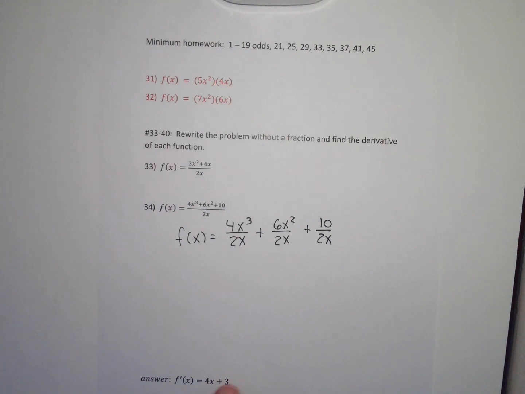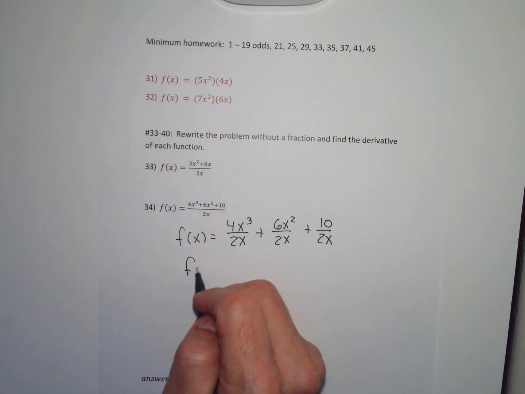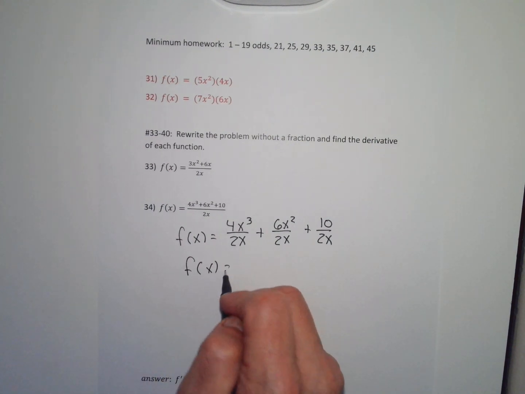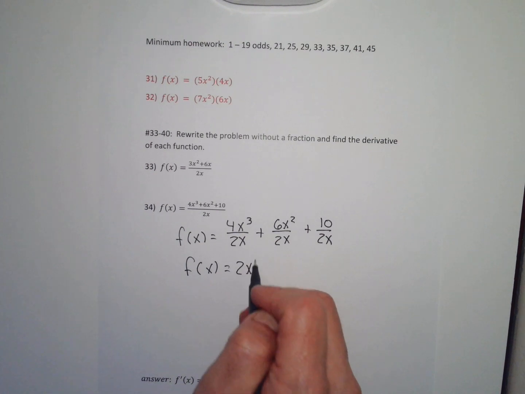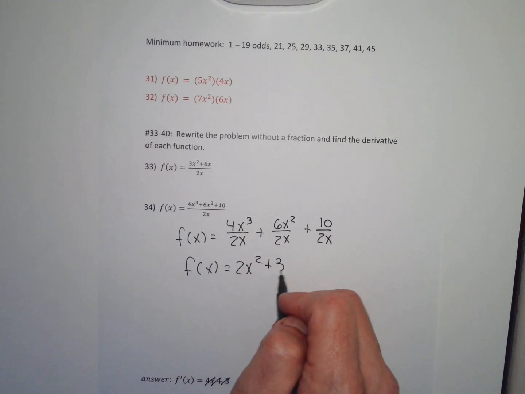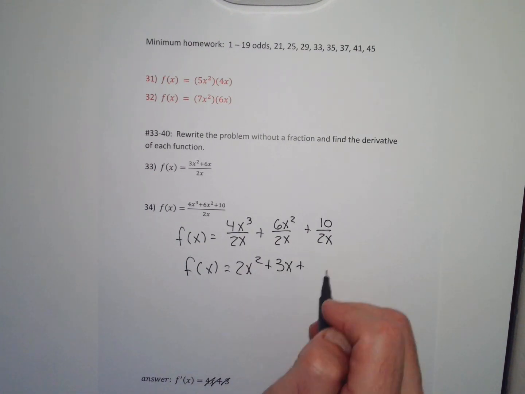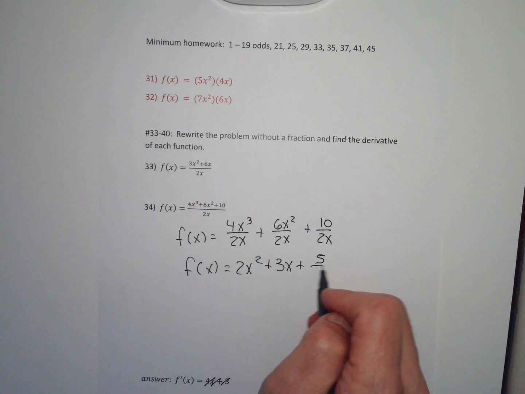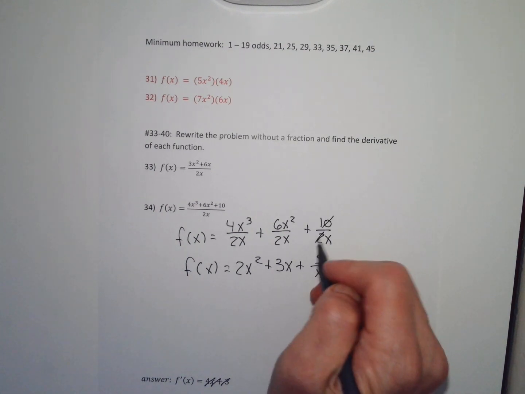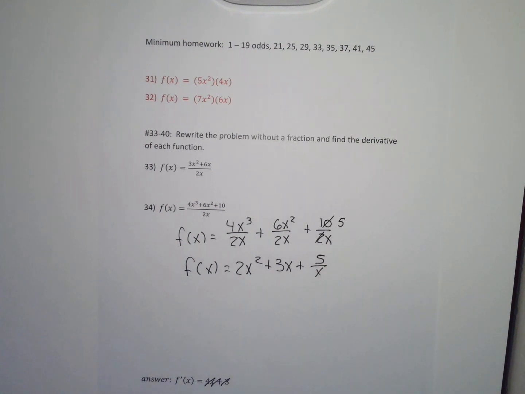Oh, this answer is not going to be right down here. You can't see it, that's good. So now the rewrite of this is going to be, first term is going to be 2x squared. Second term is going to be 3x. Third term is going to be 5 over x. The 10 and the 2 cancel out to be a 5, but the x doesn't go away.